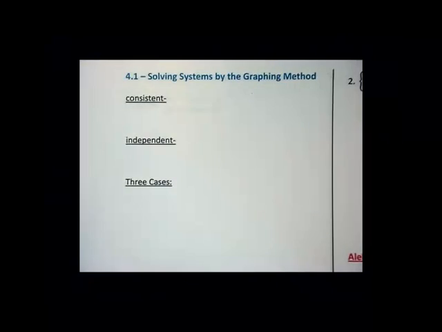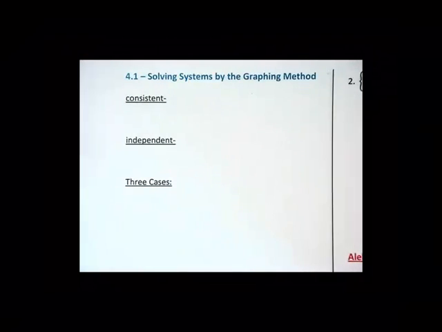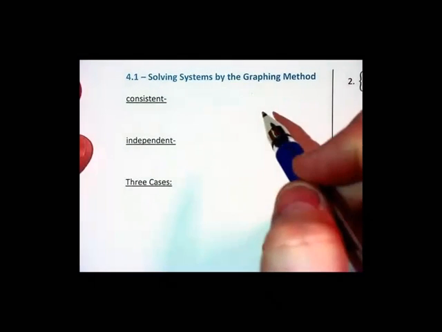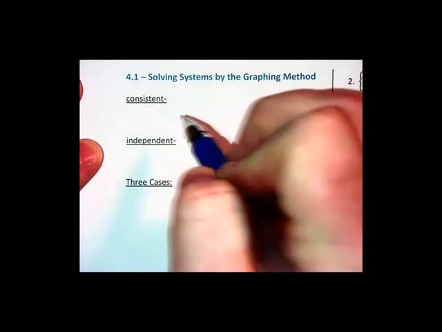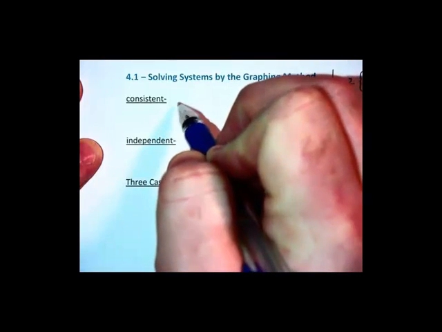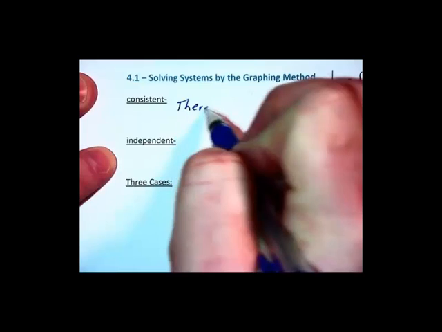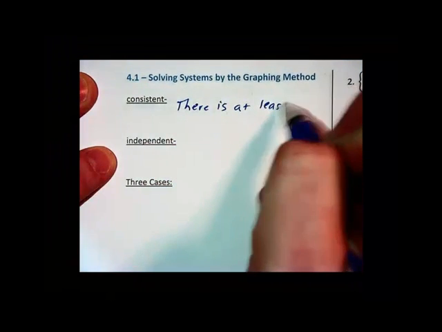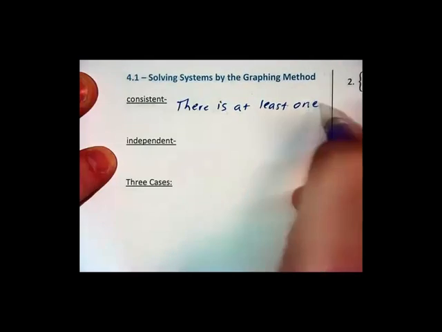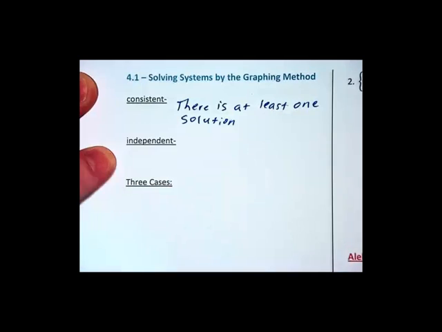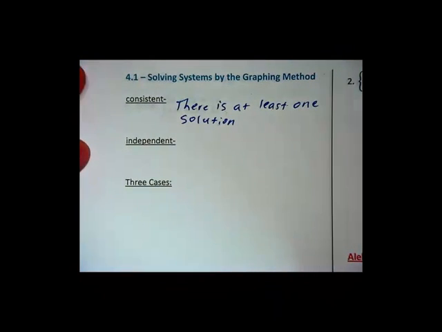In this section we're going to be talking about solving systems of equations by the graphing method. We've got a couple of vocabulary words to begin with, and the first one is consistent. A consistent system is a system where there is at least one solution. That could be a single solution or it could be infinitely many solutions.